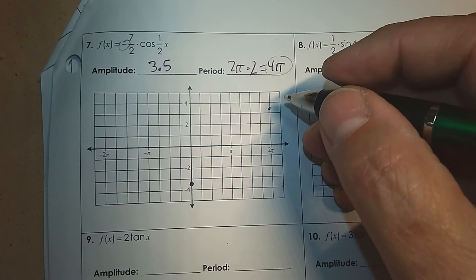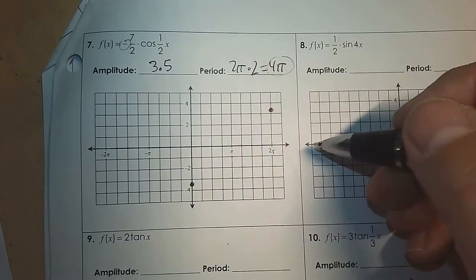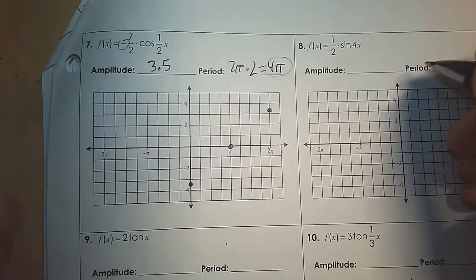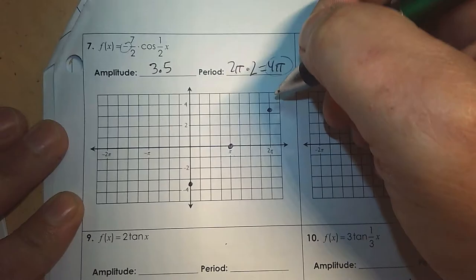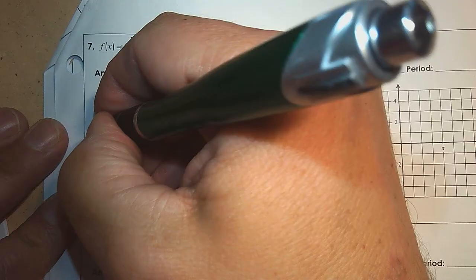Now, in between that, the exact middle between that, which is pi, it's going to be the middle of my wave, and I'm going to follow that pattern. And that's as much of the wave as I can see with this scale.